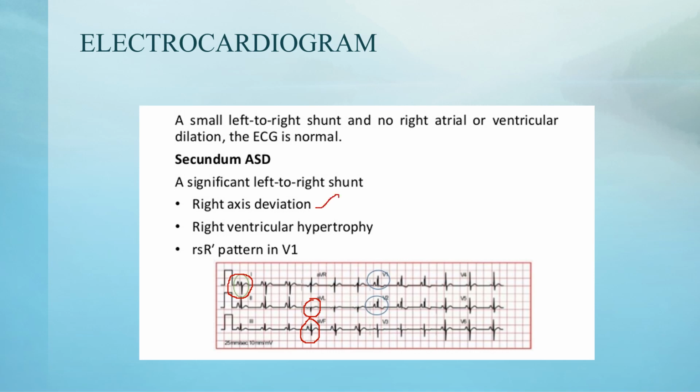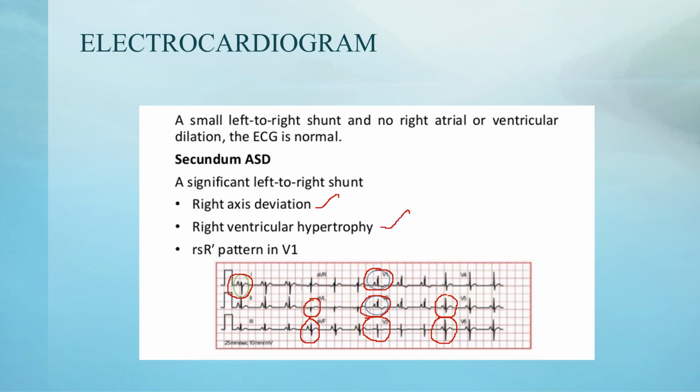Next, right ventricular hypertrophy. What happens in right ventricular hypertrophy? There will be a tall R wave in lead V1, lead V2 and lead V3. There will be an inverse reaction, that is, a deep S wave in lead V5 and lead V6. So this indicates the patient has right ventricular hypertrophy.